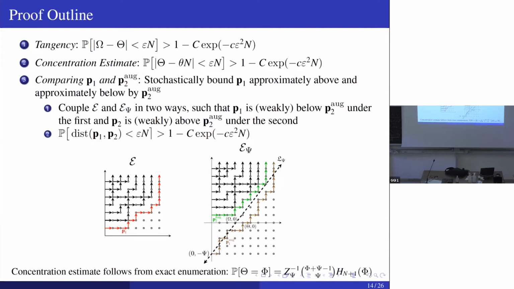But what I'll try to focus on for now is the first 2 points. And actually, the second point is basically rigorous already. It follows in a sense from exact enumeration. The probability that theta is equal to some given number phi is exactly proportional to the number of paths between 0 minus psi and theta comma 0 times this refined partition function. This is an exact statement.